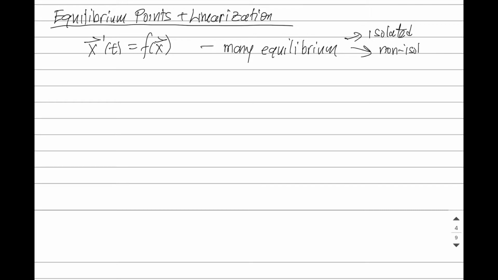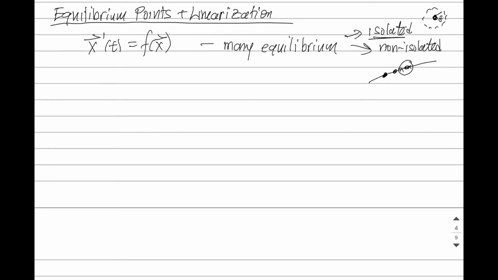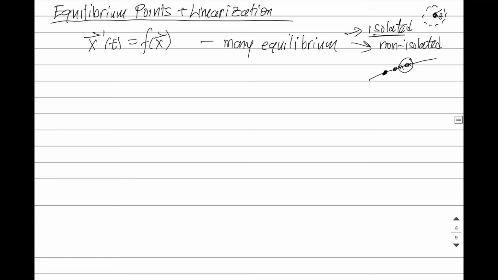When you've got an isolated equilibrium point, it's essentially some point where in a small radius around it, there are no other points. But when you've got a non-isolated point, it's something like a line of points. And in this case, no matter how small of a circle you draw around it, you will always be able to find other equilibrium points. So we're going to focus on the case of isolated equilibrium points. Now, how to study them?